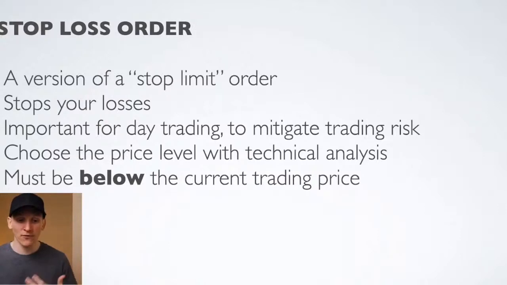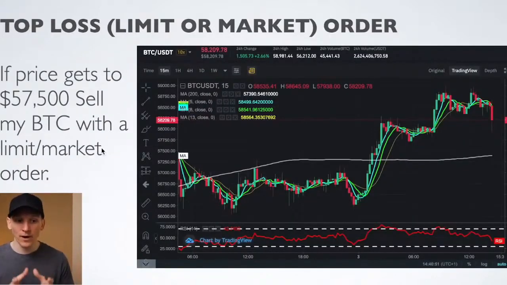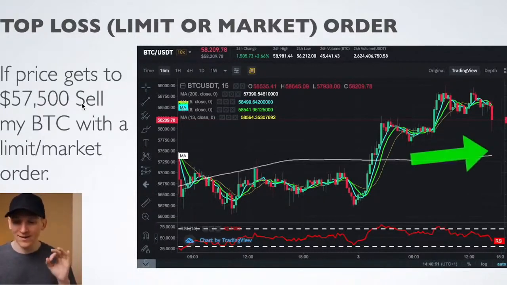You're stopping further losses. So if the price gets to 57,500, sell my Bitcoin with either a limit or a market order. A stop loss is saying I'm going to stop any further losses, and you can use a limit or a market. Doesn't really matter, but it's the same price level. People just call it a stop loss when they're actually coming out of a trade for a loss. It's important to know though, because when you're mitigating your risk when trading, we'll always use something called a stop loss as a backup to know how much our position is at risk.